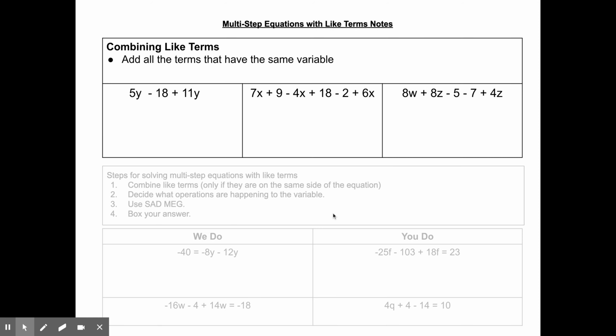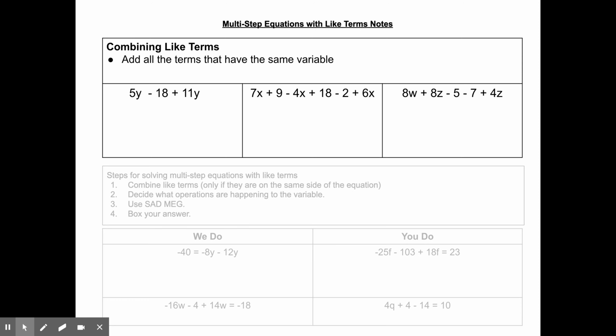Today we're filling out the multi-step equations with like terms notes. Your page looks like this. I'm going to zoom in on the top box to get started. In the first box, you see 5y minus 18 plus 11y. The first thing we need to do is combine like terms.